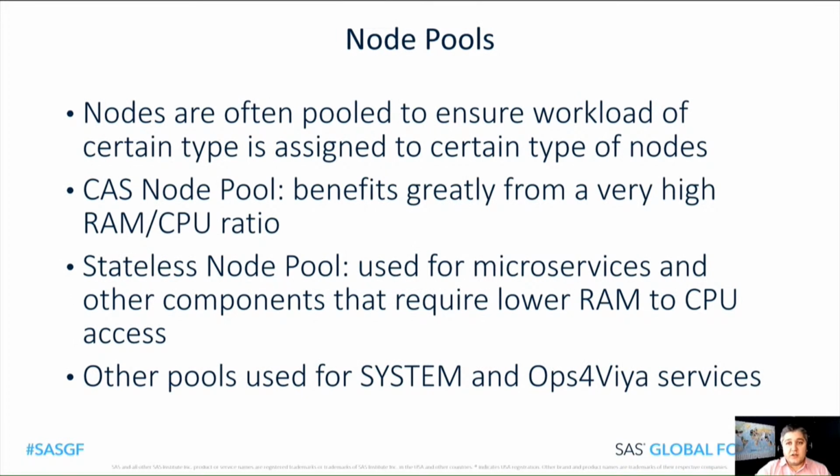Another important term is node pools. Node pools are collections of nodes for certain types of workloads. For example, SAS recommends separate node pools for CAS because CAS workload benefits greatly from a very high RAM to CPU ratio, while stateless node pools are used for microservices and other components that require lower RAM to CPU ratio. Typical SAS Viya 2020.1 has several other types of node pools, such as system and ops for Viya services. We will cover them later.